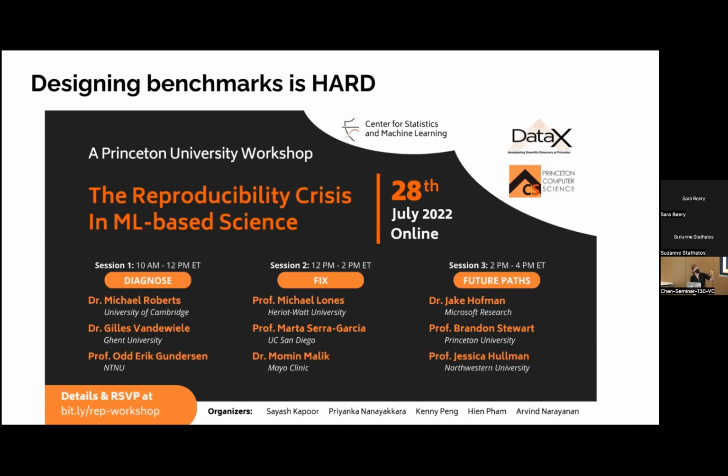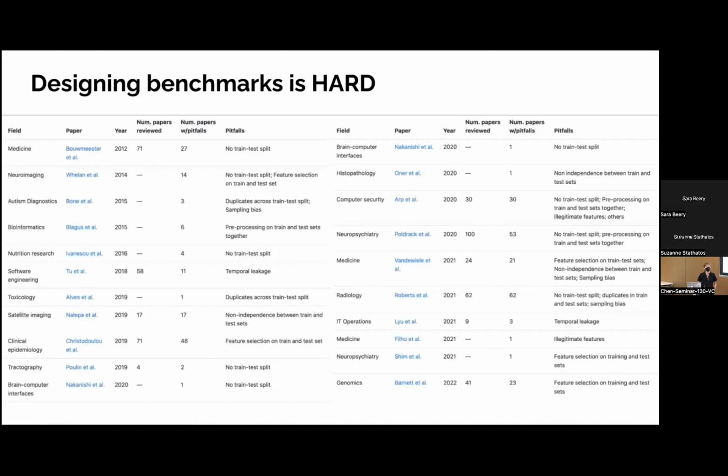This was a workshop just last week at Princeton on the reproducibility crisis in machine learning based science. And they did a set of reviews of different fields and looked at the papers in those fields that were using machine learning and categorized which papers had pitfalls and what those pitfalls are. And you can see, for example, in medicine, there were 27 different papers that they found that just didn't have a train test split. They just trained a model on their data and showed the results on the training data.